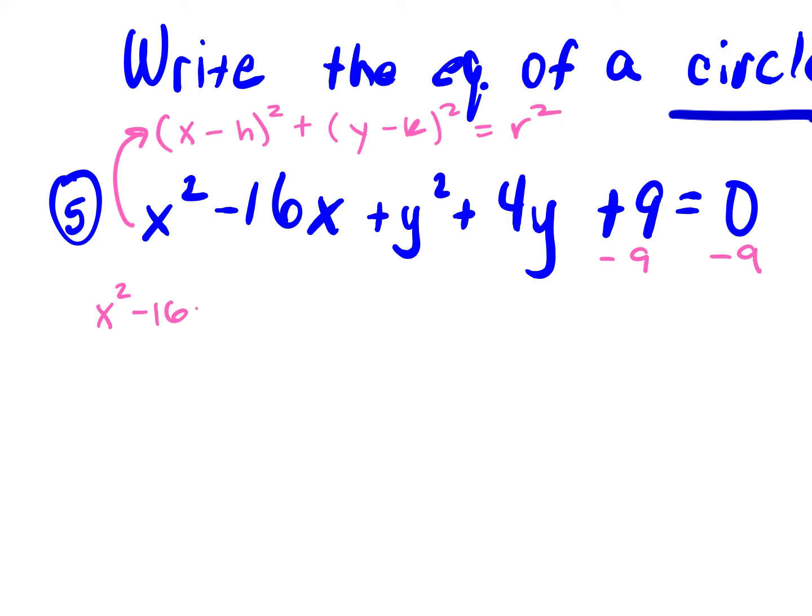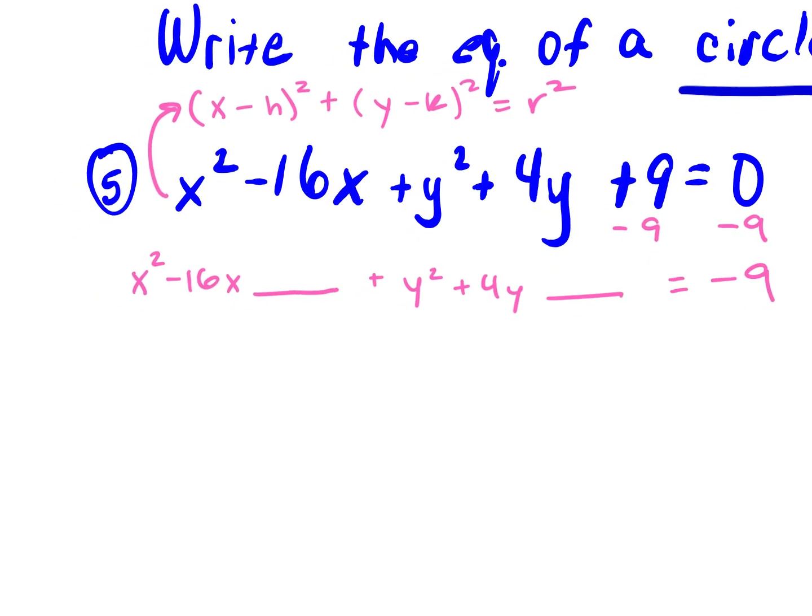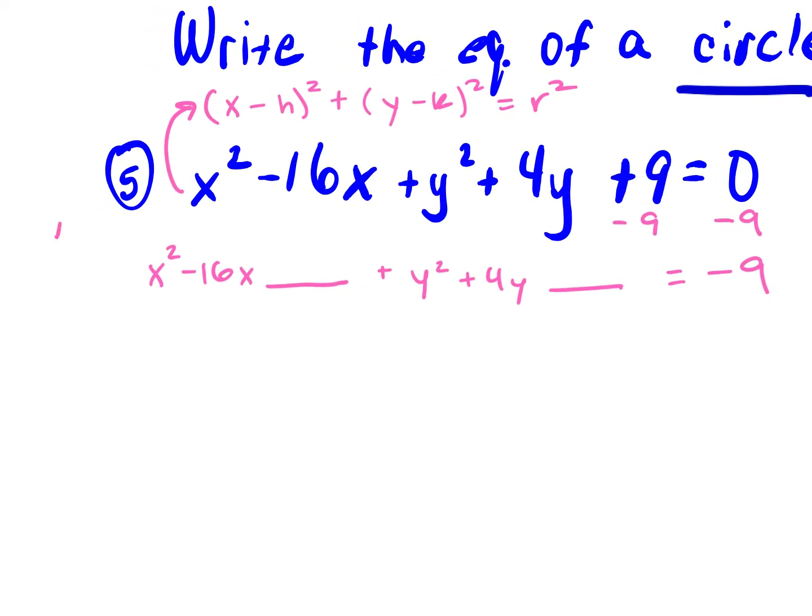So x squared minus 16x. I'm going to leave a space there to complete the square with the x's. Then I have y squared plus 4y. Leave a space there. And it equals negative 9. What is that handy-dandy little formula I use to help me complete the square? B over 2 squared. Yeah, if you wanted to put parentheses. You're just working with the x's, and then you're just working with the y's.